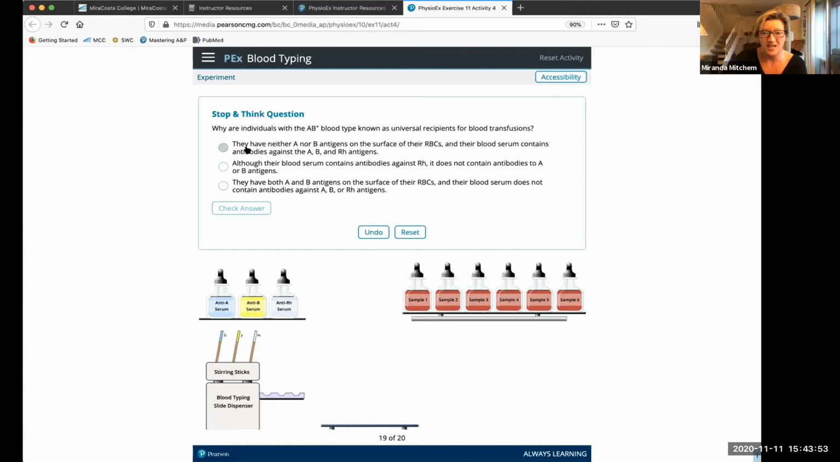Okay, so they have neither A or B. Well, that's wrong because they have both. Although their blood serum contains, that's wrong. They have both A and B antigens, that's true. And their blood serum does not contain antibodies against, wait a minute.